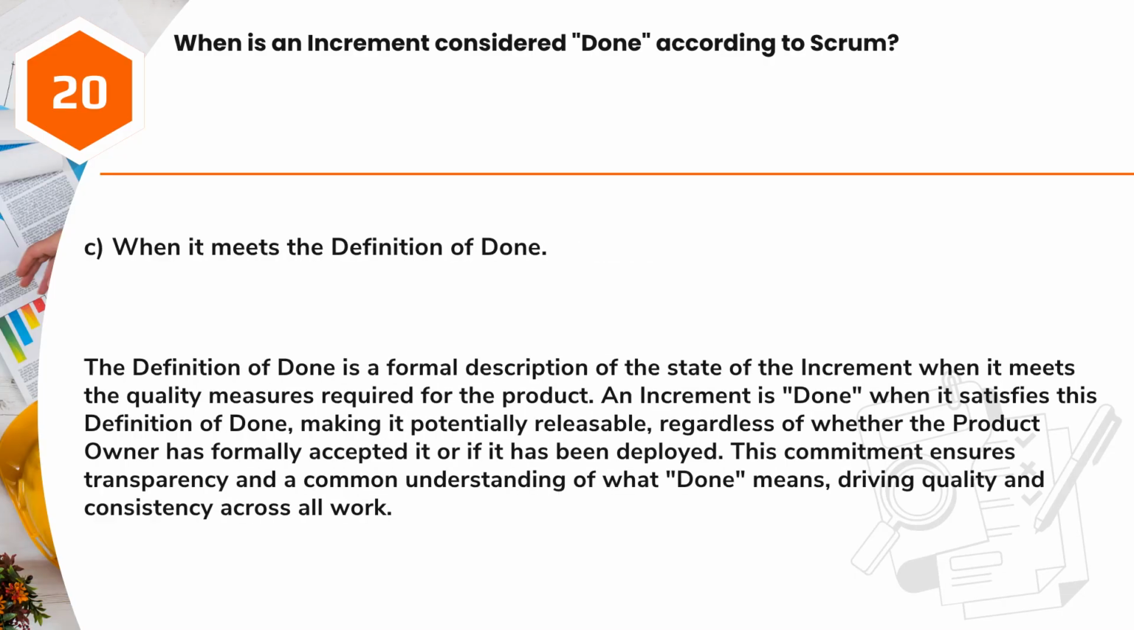Answer: C. When it meets the definition of done. The definition of done is a formal description of the state of the increment when it meets the quality measures required for the product. An increment is done when it satisfies this definition of done, making it potentially releasable, regardless of whether the product owner has formally accepted it or if it has been deployed. This commitment ensures transparency and a common understanding of what done means, driving quality and consistency across all work.